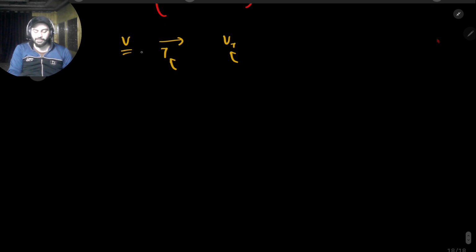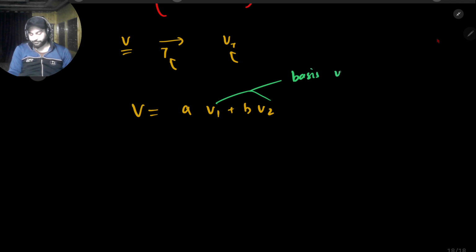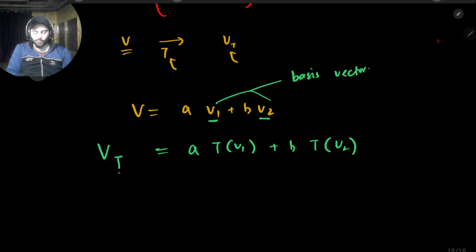So this V can be represented by using, let's suppose we have V1 and V2 as bases. So this is AV1 plus BV2. Okay, so this V1 and V2 are basis vectors. Now what I told you is that I just need to keep track of where these basis vectors went. So I'll write A where this basis vector went after transformation, and I'll write B where this transformation, what happened to this V2, and I'll get V transformed.